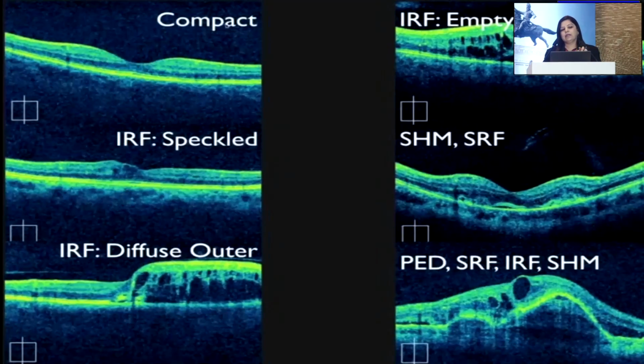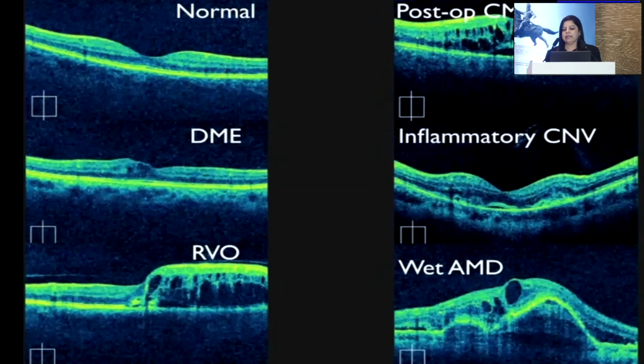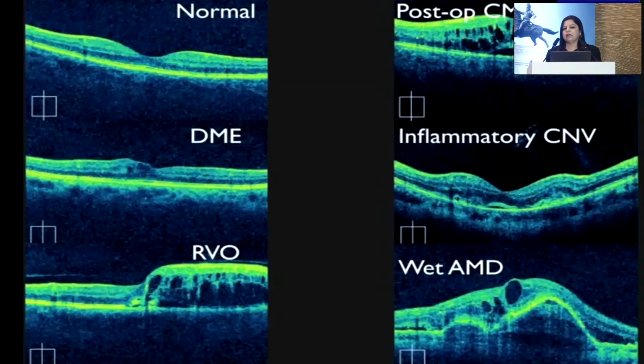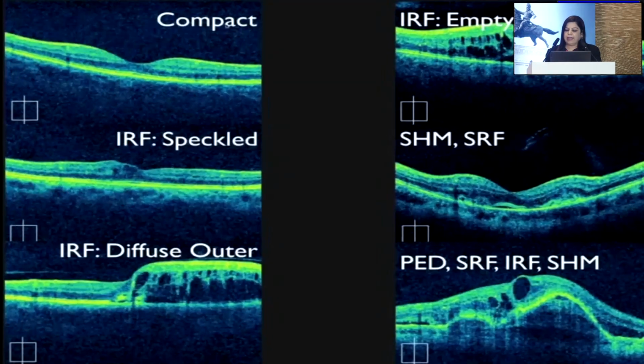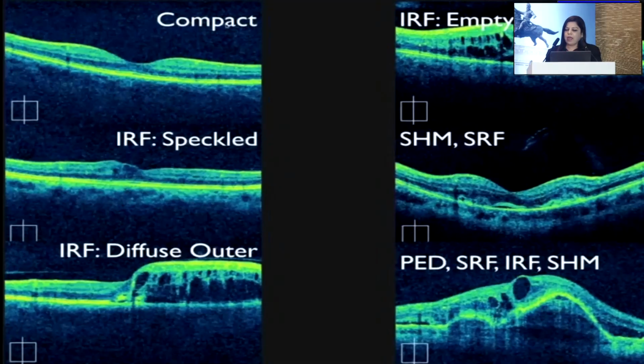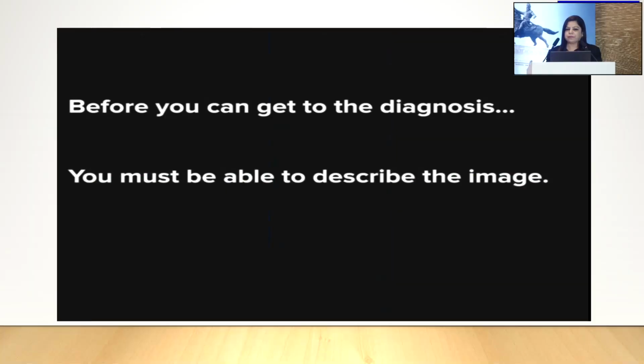The first one is a normal OCT scan, where all the retinal layers are compact. This is intraretinal fluid, speckled in appearance, mainly seen in DME. This is diffuse edema, which is seen most of the time in vascular occlusions, and these empty spaces we see in post-op CME. And this is subretinal hyperreflective membrane or material and subretinal fluid, which is seen in inflammatory CNVM, and PED along with SRF and IRF is seen in wet AMD.